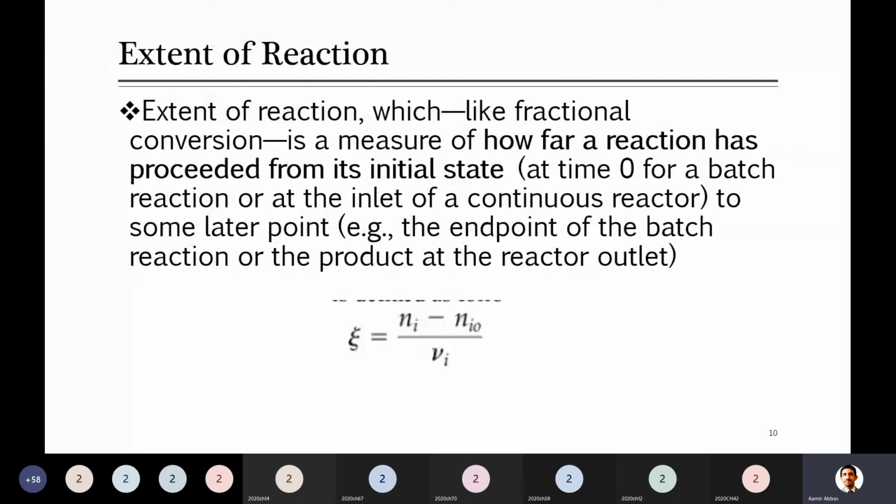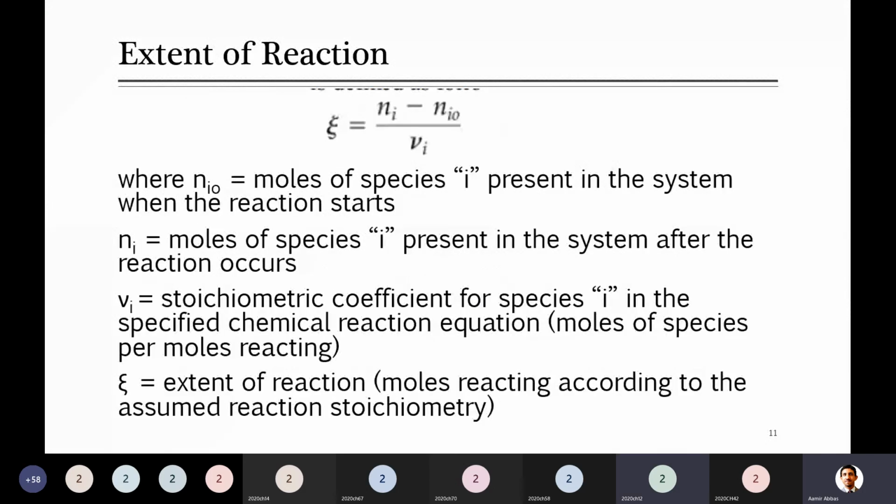The formula is the same, which is given here: extent is equal to Ni minus Ni naught over Vi. Let me tell you what this means. Ni is the number of moles of any component at any instant. For example, I started the reactor, and I am checking after 1 hour what the number of moles is. So that's Ni at any given instant minus Ni naught, the number of moles at the start of the reaction, initial. And Vi is the stoichiometric coefficient.